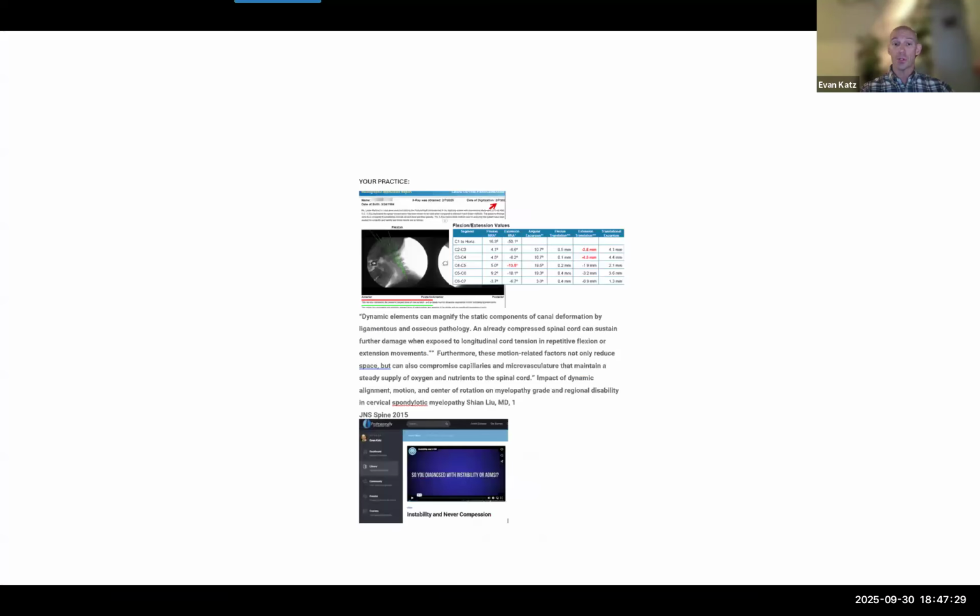So let's do a SOAP example. Same type of thing. Look, boom. Dynamic elements right off the site. Dynamic elements can magnify the static components of canal deformation. An already compressed spinal cord can sustain further damage when exposed to longitudinal cord tension or repetitive flexion or extension.